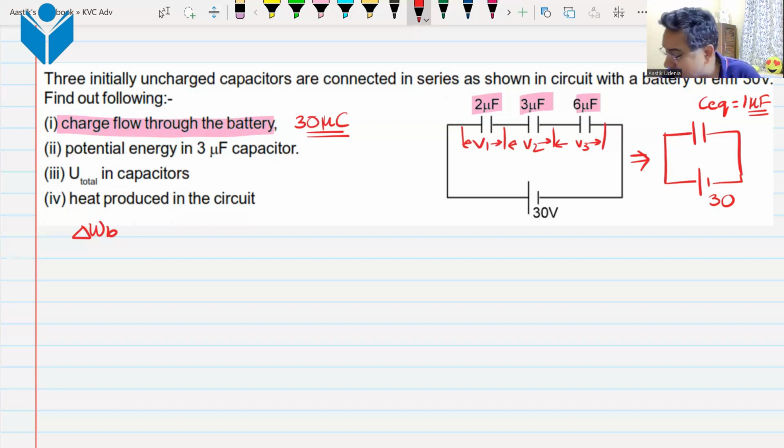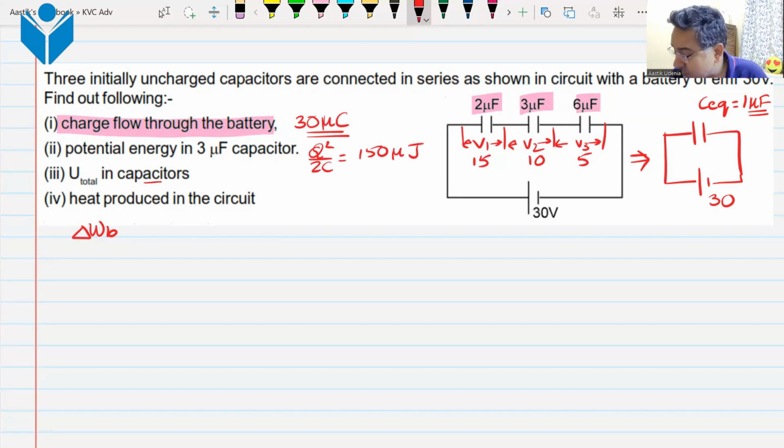From there you can find out the value of V1. The value of V1 will be 15 volt, the value of V2 will be 10 volt, and this will be 5 volt. As you can see, it is in the inverse ratio of capacitance. Yes or no? Yes, sir. What is the energy in the 3 microfarad capacitor? You can find it from Q square by 2C. Yes or no? Yes, sir. If you find that value, I think you will get 150 microjoule.